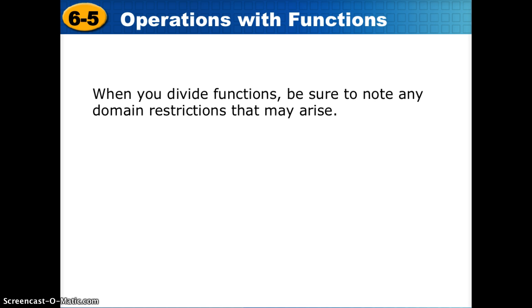Although we already talked about the rational functions chapter, this is just a little reminder. When we divide functions, we need to make sure that we make a notation about any domain restrictions, and that means if we have a value of x that's not going to work because it ends up in the denominator and causes division by 0, we need to make a note of it.